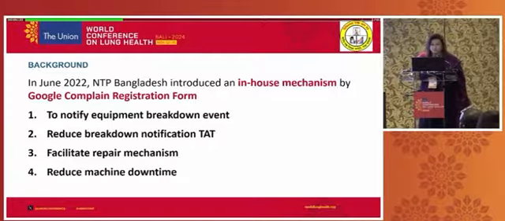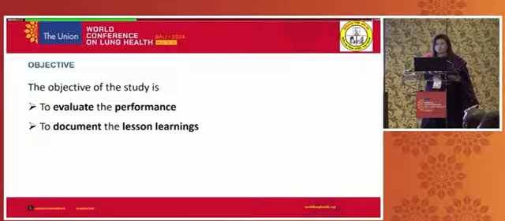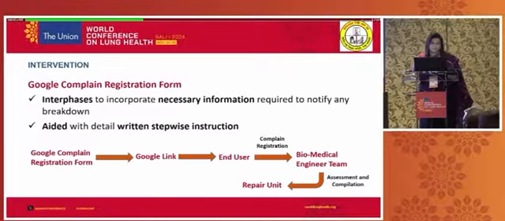In June 2022, NTP Bangladesh introduced an in-house mechanism, a Google electronic complaint registration form, aiming at four points: to notify equipment breakdown events timely, to reduce the breakdown notification turnaround time, to facilitate the repair mechanism, and to reduce the machine downtime. The objective of this presentation is to evaluate implementation performance and to document the lessons learned.